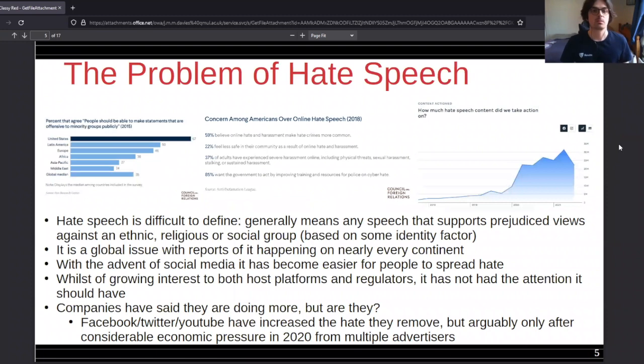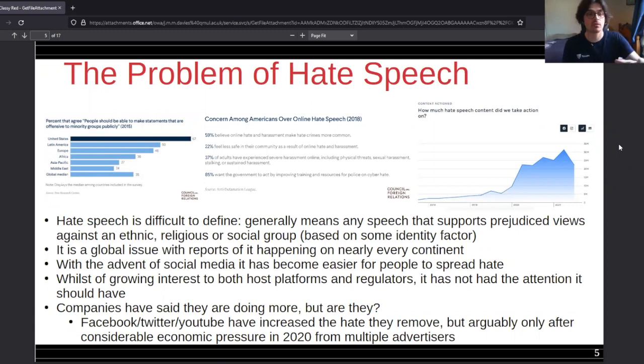Okay, so let's just begin with the problem of hate speech itself. Now, hate speech, the term, is actually quite difficult to define. It generally means any speech that supports any sort of prejudiced views against an ethnic, religious, or social group, and anybody based on some kind of identity factor. You know, what gender you identify as, what your sexuality is, for example. It could be some kind of identity factor, what religion you are as well. And it's a global issue with reports of it happening on nearly every single continent.